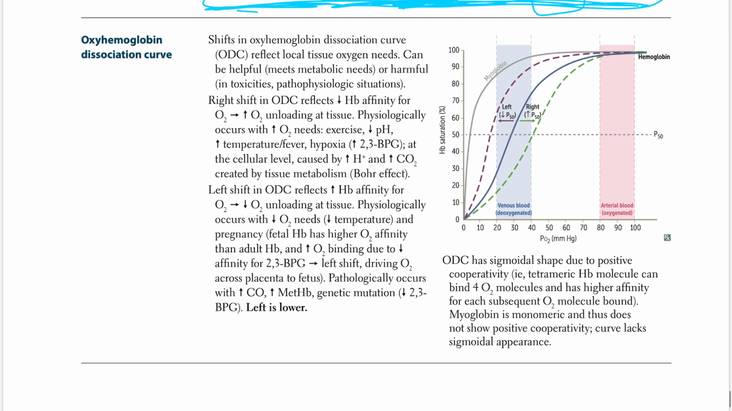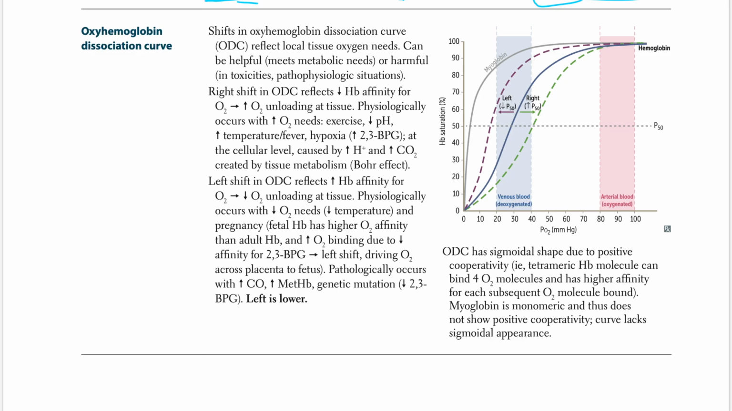Now we're going to look at the oxygen hemoglobin dissociation curve, and its shifts. The ODC reflects local tissue oxygen needs, and can be helpful to meet the metabolic needs, or harmful in toxicity and pathophysiological situations. A right shift in the ODC reflects a decrease in hemoglobin affinity for O2, which will lead to an increase in O2 unloading at tissues.